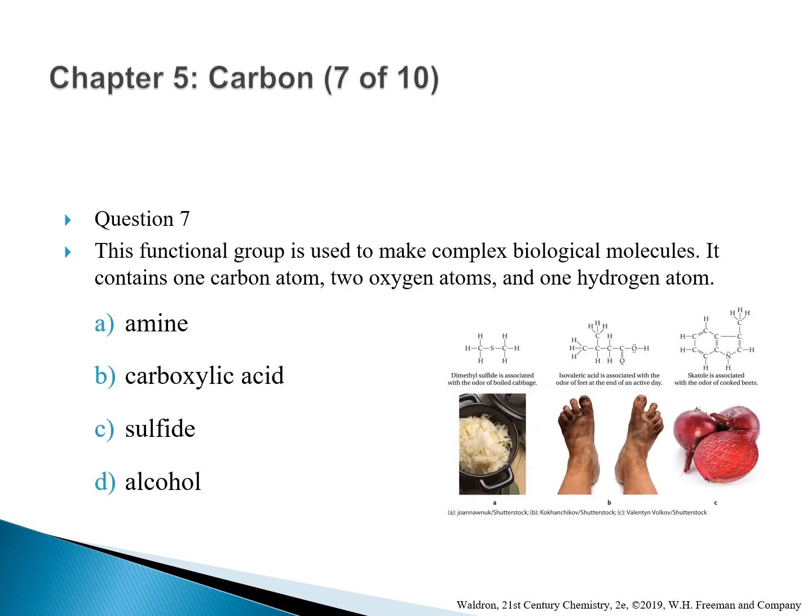Question 7. This functional group is used to make complex biological molecules. It contains one carbon atom, two oxygen atoms, and one hydrogen atom. Choice A, amine. B, carboxylic acid. C, sulfide. D, alcohol. Please pause your video here. The correct answer is B, carboxylic acid. Let's take a look at each of the wrong answers to find out why.